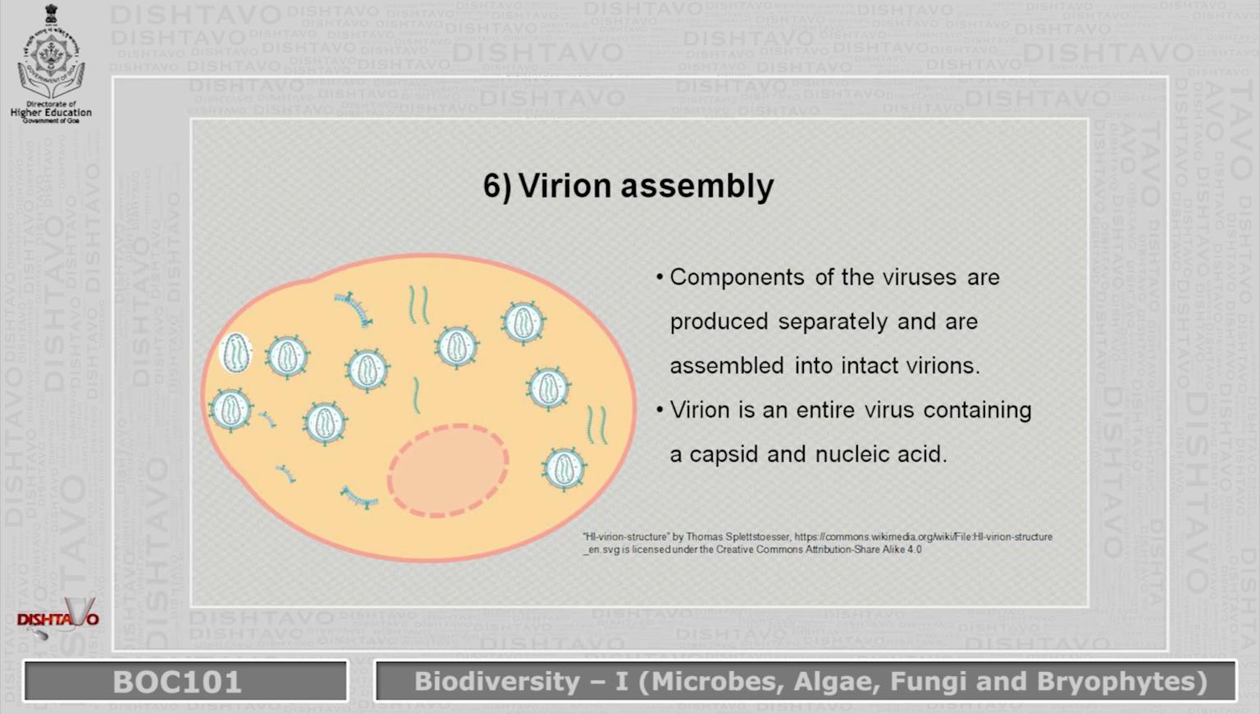The next step is viral assembly. Different components of the viruses are formed in different parts of the cell. In this process, all the components are brought together at one place and the assembly of the virus particles starts. At this stage, the virus is called a virion. A virion is an entire virus containing a capsid and nucleic acid. These are intact viruses, and there are some virus particles which are incomplete in the cytoplasm.